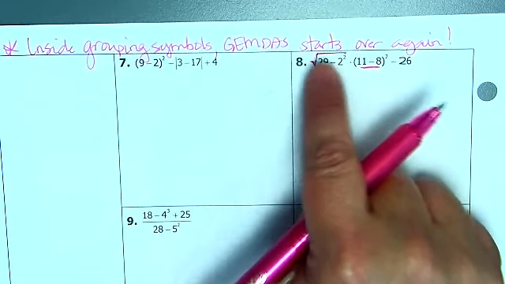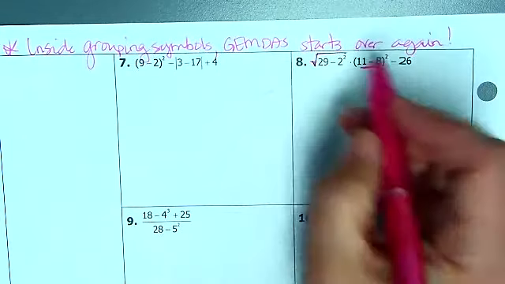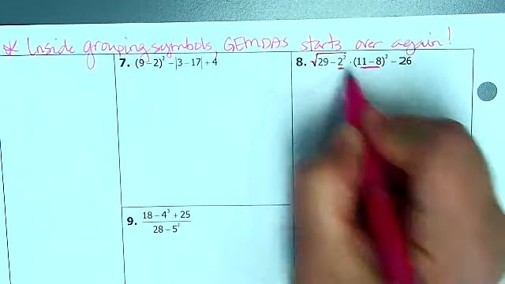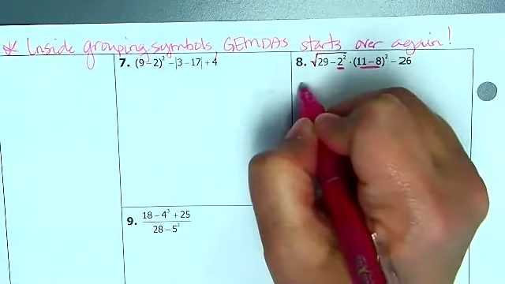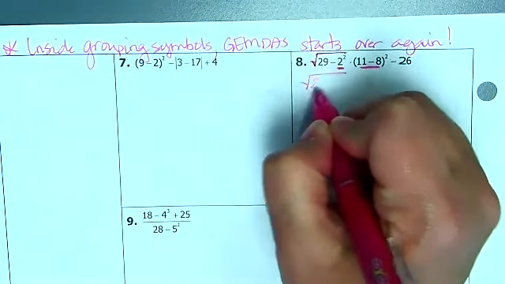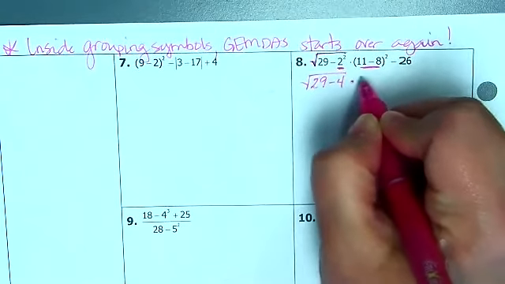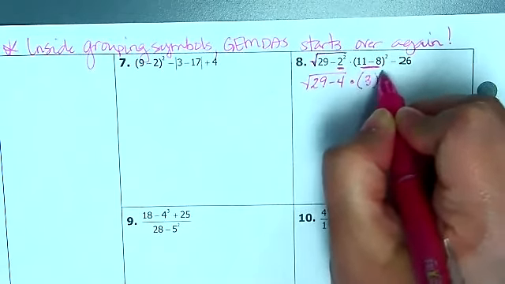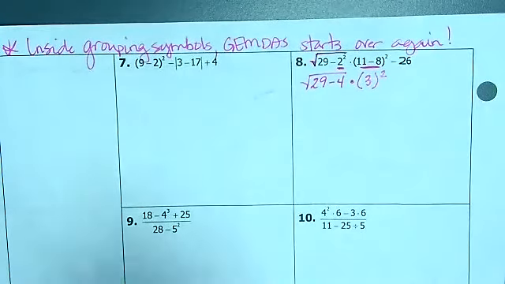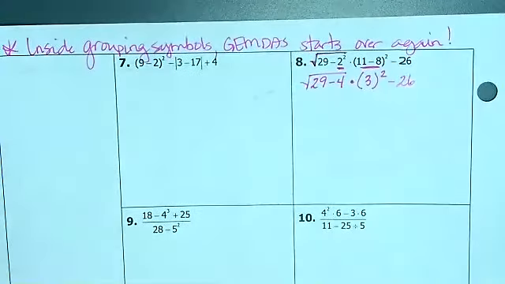no parentheses inside the square root symbol. So now I'm looking for exponents. Inside of here, there's also a 2 squared. So I can take care of that and this 11 minus 8 at the same time. So now I'm going to have, underneath my square root symbol, 29 minus 4 times, open parentheses, 11 minus 8, which is 3 squared. Leave the parentheses, especially if we end up with a negative number, because that makes a difference, minus 26.